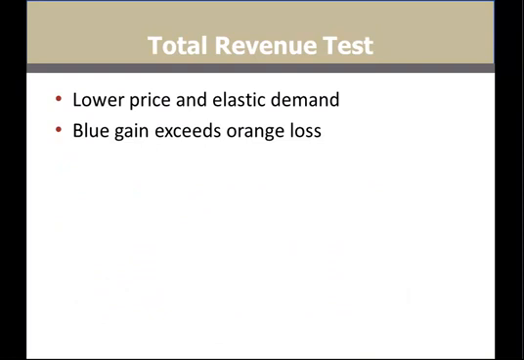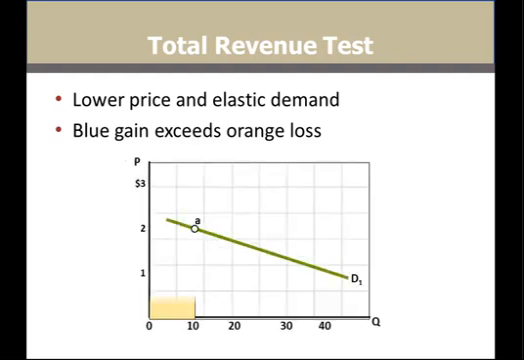A lower price and elastic demand means that total revenue will rise. The blue gain, or the extra total revenue from extra sales, exceeds the orange loss, or the loss in total revenue from the higher price.